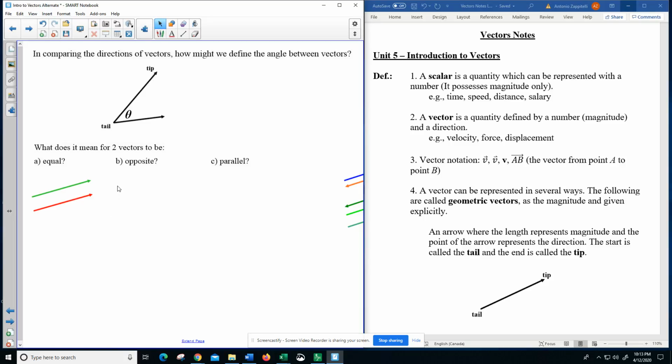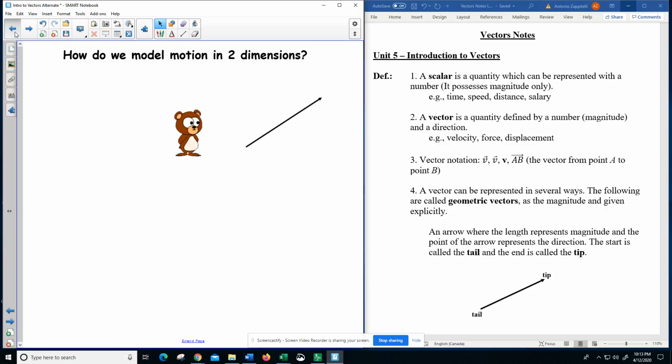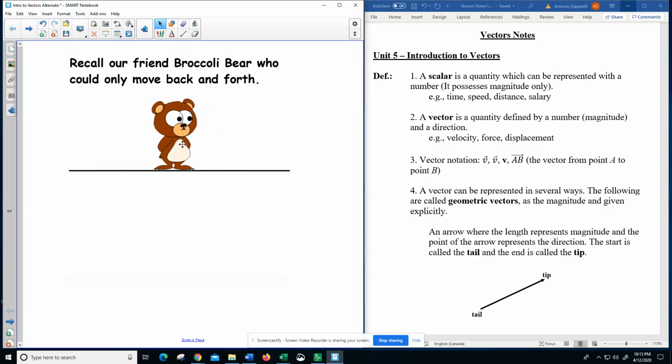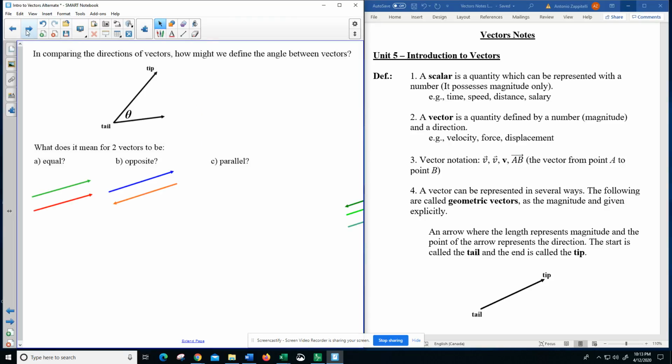All right? What does it mean to be opposite? Well, it makes sense that we might be interested in 2 vectors that have the same magnitude, but pointing in the opposite direction. Okay? Think of if Broccoli Bear's standing on the floor. Broccoli Bear's applying a force due to gravity downwards, but then the floor is applying a force equal and opposite to Broccoli Bear upwards. Okay, so we need a way to describe these opposite vectors. Okay, so same magnitude, just opposite directions.